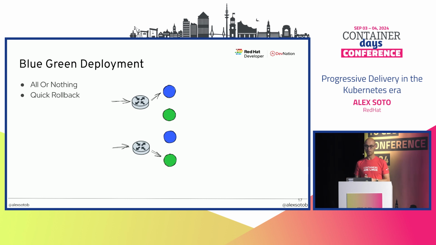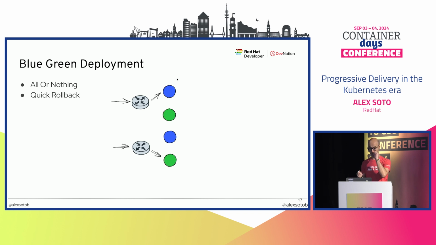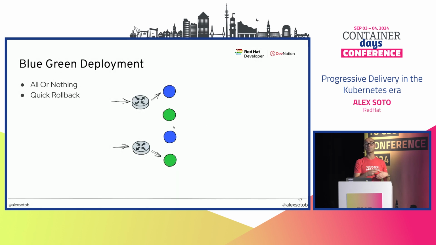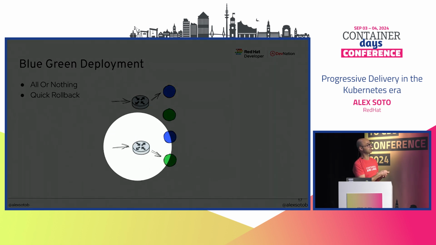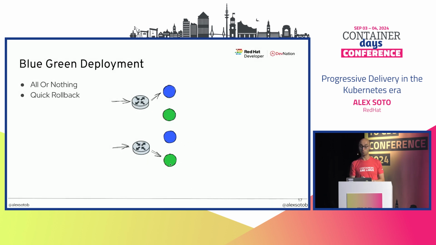It's like, okay, I've got my version 1, which is the blue one, and then when I want to switch to a new version, I just deploy the new version, and at some point, I decide that it's time to move this router to the new version, so I'm releasing this new version. You see that it's all or nothing.